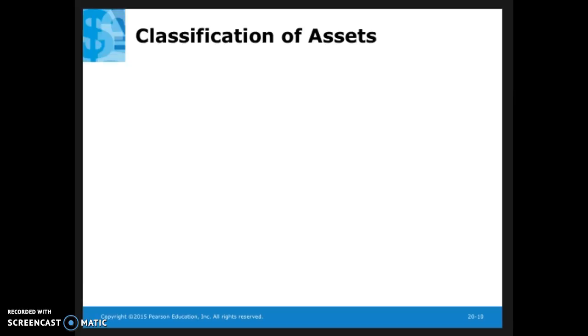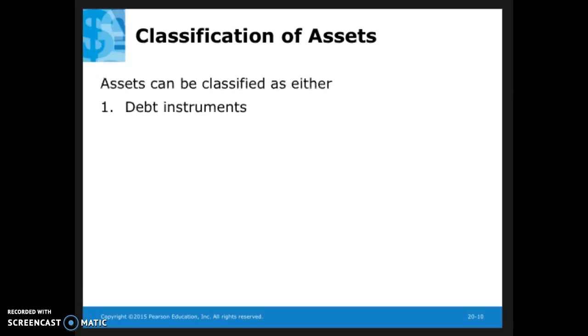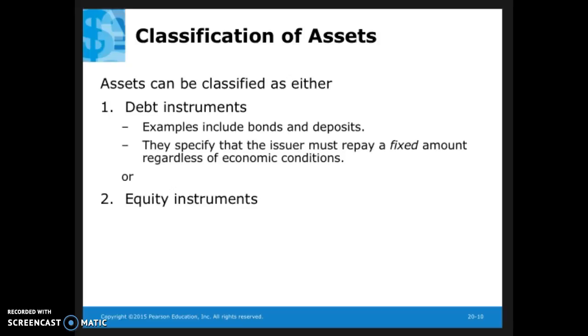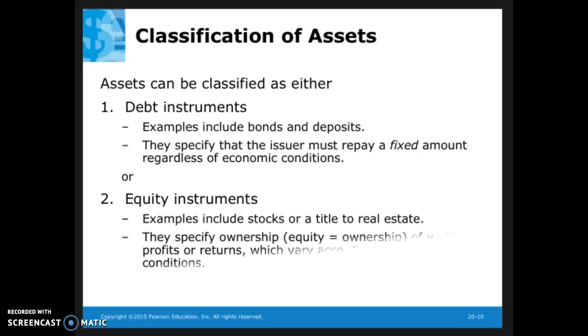So next we have the classification of assets. We can classify assets either as debt instruments, which are bonds and deposits, or equity instruments, which are stocks and titles to real estate. They specify ownership of variable profits, which vary according to economic conditions. Debt instruments specify that the issuer must repay a fixed amount regardless of economic conditions.